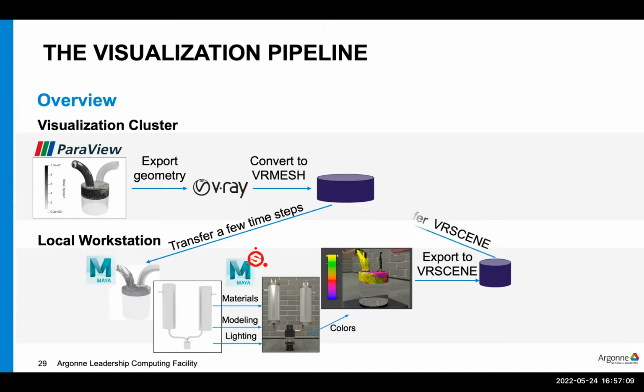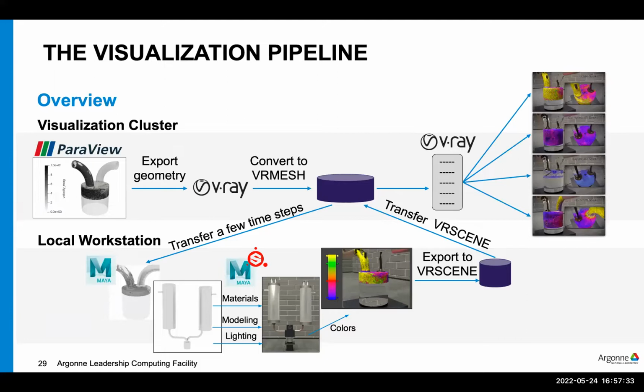And then we can take that scene and move it back to the visualization cluster, where we can now use that V-Ray scene, which doesn't include the actual geometry of the data, but rather a pointer to where that data lives on disk. This allows us to swap that pointer out to point to different time steps, and run the V-Ray rendering part across multiple nodes of the cluster and render in parallel, and speed things up.